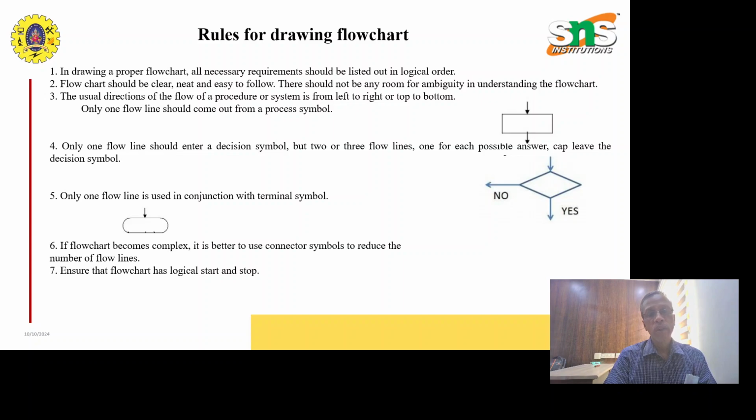So when you are going to create a flowchart, you have to keep in mind these 7 rules. Especially the first thing: in drawing a proper flowchart, all necessary requirements should be listed out in a logical order, and it should be clear, neat and easy to follow. The symbols of up arrows and down arrows, right and left, terminal symbols and decision symbols have to be identified clearly. Then conjunctions with the terminal symbols also we have to identify very clearly.